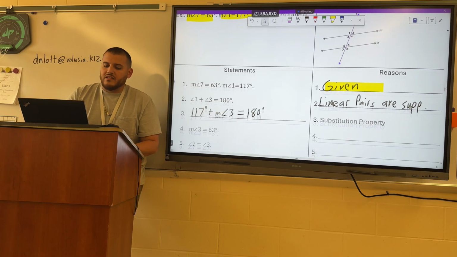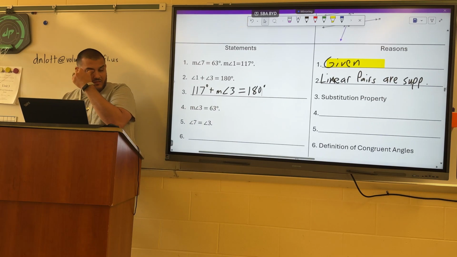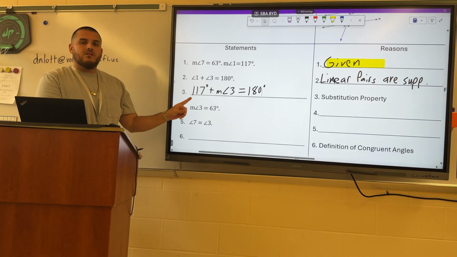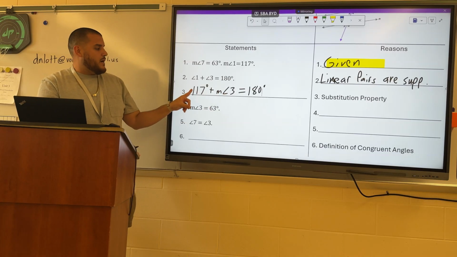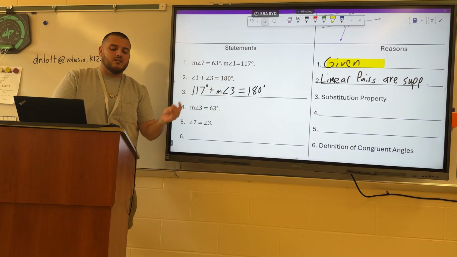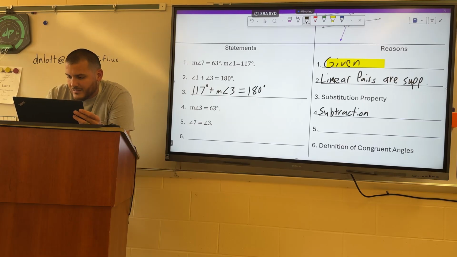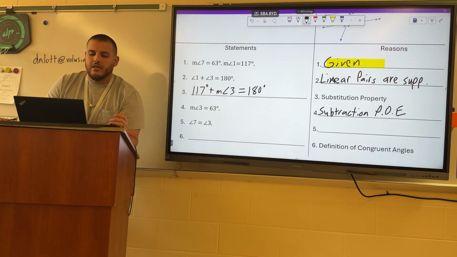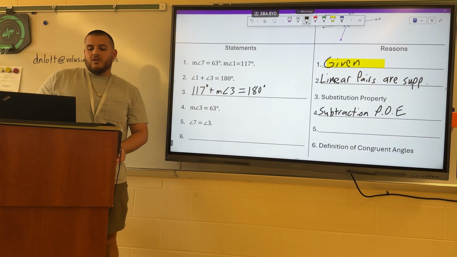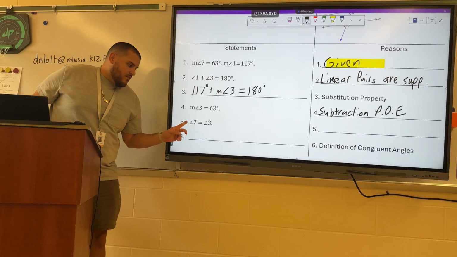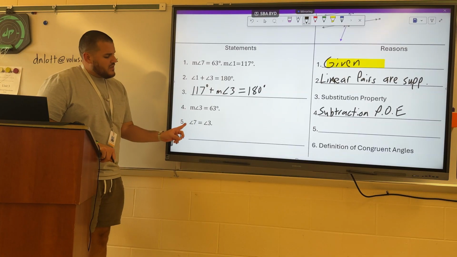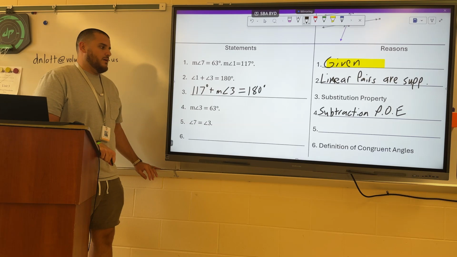Our next statement says that the measure of angle 3 is 63 degrees. Well, that can be found from this equation. I can get angle 3 by itself by moving the 117 to the other side of the equal sign. That would be using the subtraction property of equality. We would subtract both sides of the equal sign by 117 to solve for the measure of angle 3 at 63 degrees. Next, we have angle 7 equals angle 3. I should say the measure of angle 7 equals the measure of angle 3.